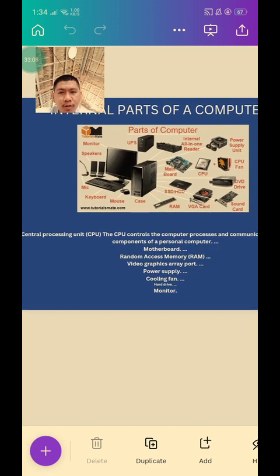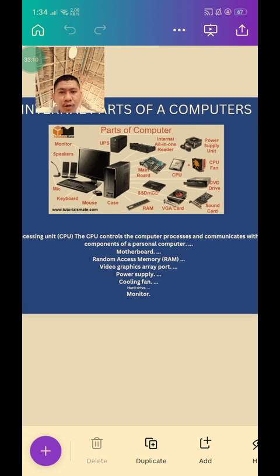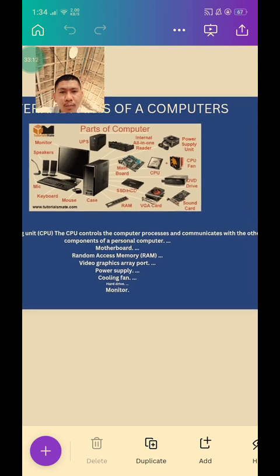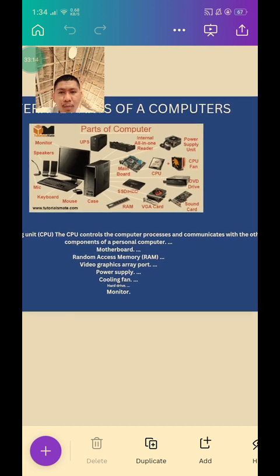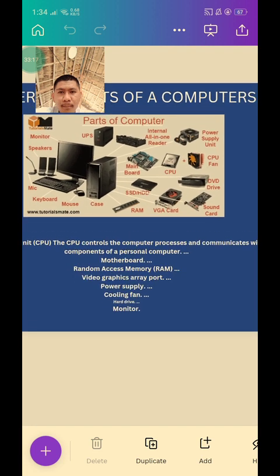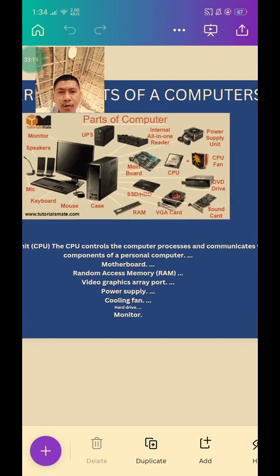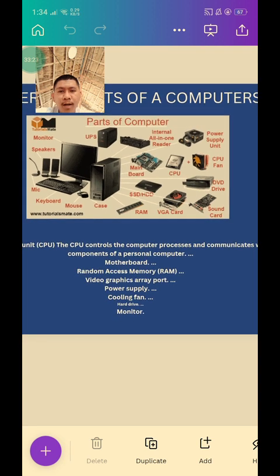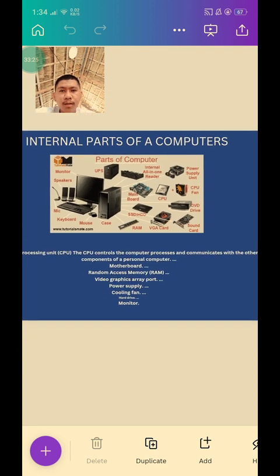Central Processing Unit or CPU. The CPU controls the computer processing and communicates with the other components of the personal computer. Yan po. Motherboard, random access memory or RAM, video graphic port, power supply, cooling fan, hard drive, and monitor.